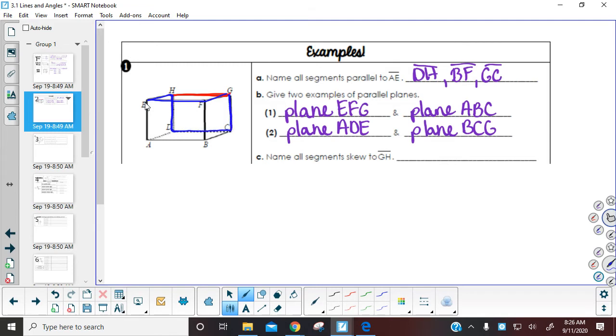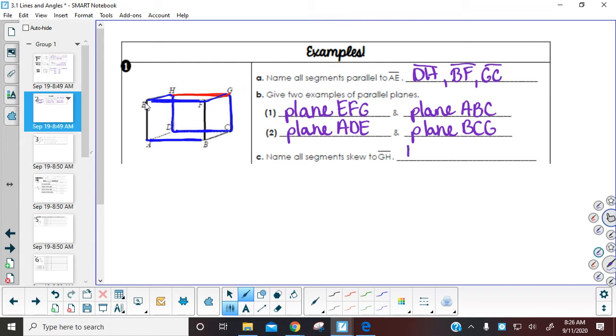Okay? We also know that they cannot be parallel. So if HG runs horizontal or left to right, the only other segment that does that isn't already outlined is AB. Okay? Yes, we have EF, we have already outlined it. Yes, we have BC, but we've already outlined it. Now, the reason that I outline those is because now, at this point, anything that isn't outlined is considered skew.